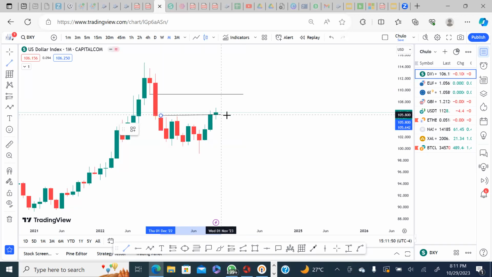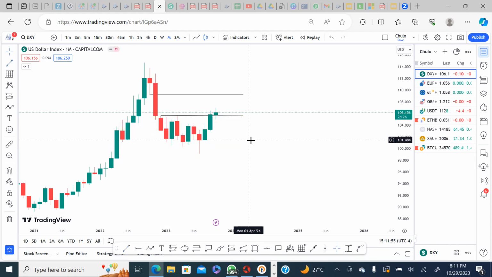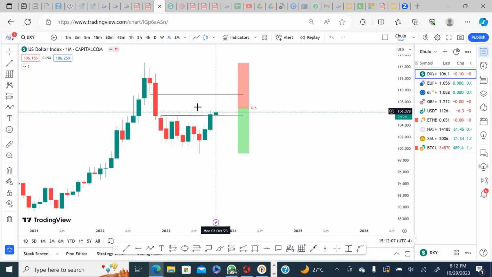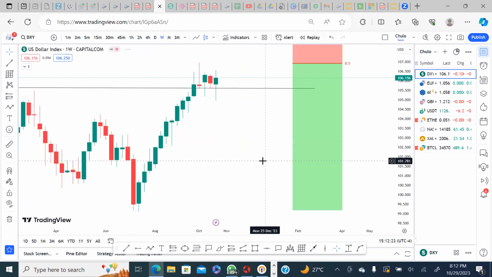Our price already tapped into it. Using the PD array, you can see we are still in the premium zone. So I would like price to break the 50% of this monthly PD array before I should expect anything concerning sales on the dollar index. So let's go down to the weekly and see what we have.